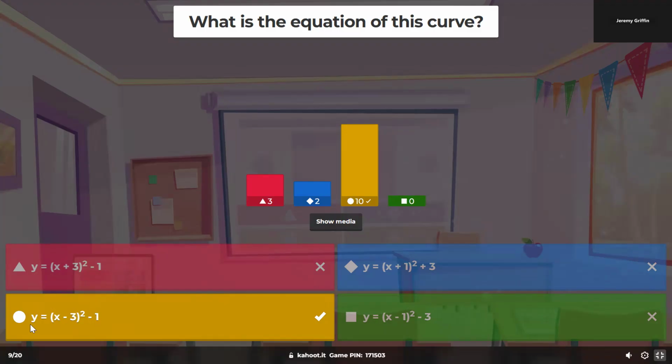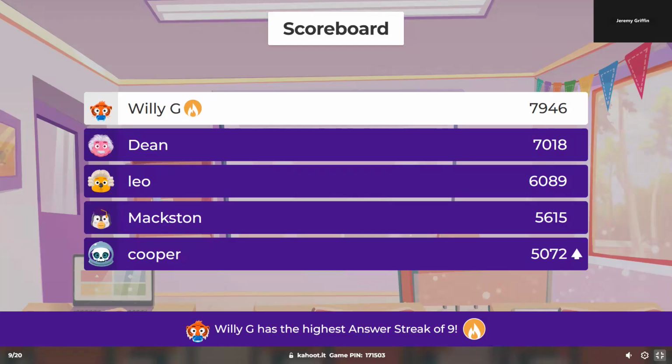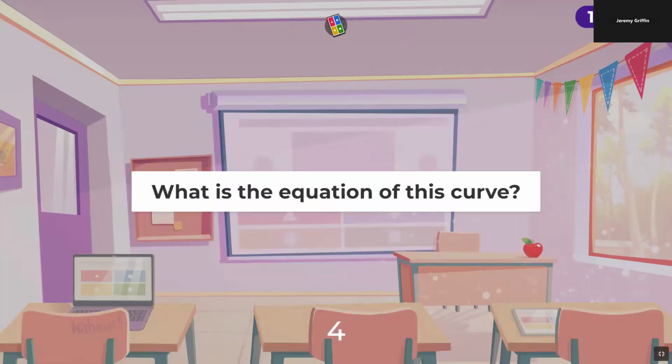And that would also work for any of those other points. Was 2, 0 a point? If you plug in 2 here, -1 squared is 1, and 1 minus 1 would be 0. So all those points would work. Cooper, Maxton, Leo, Dean, Willie G, still on fire.